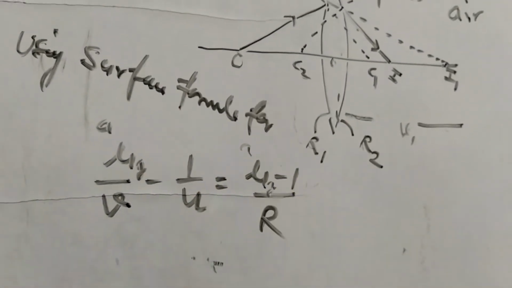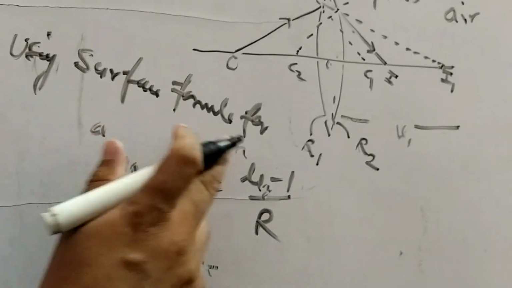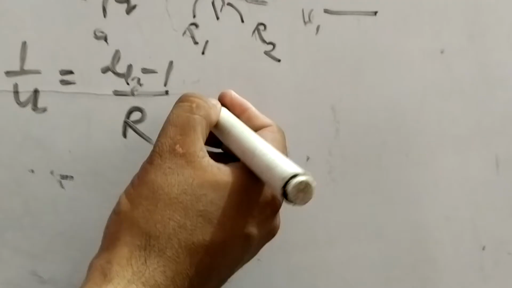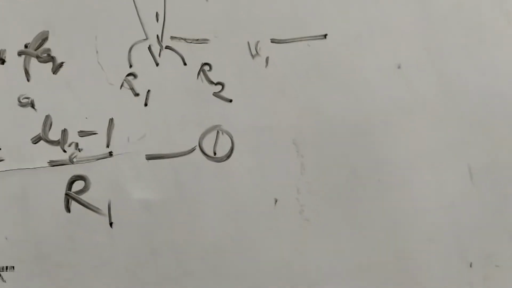Here it is aμg, because the ray is moving from air to glass, so you can say aμg, and here also you can say aμg. This, and the radius of curvature is R1. This is equation number first.